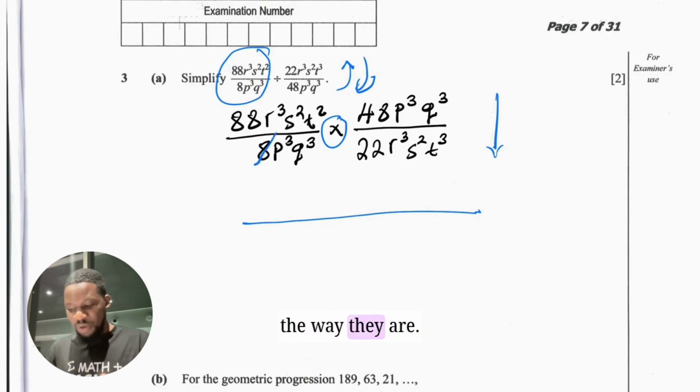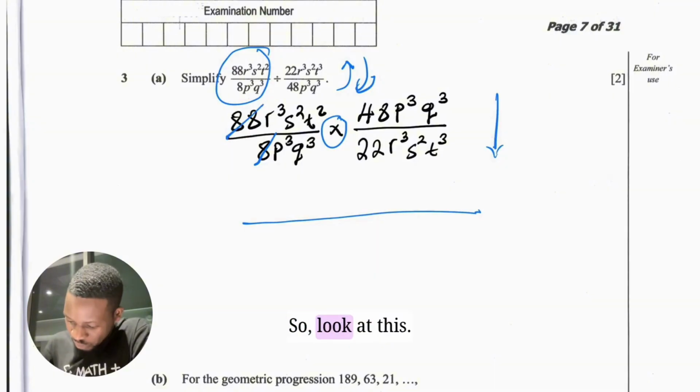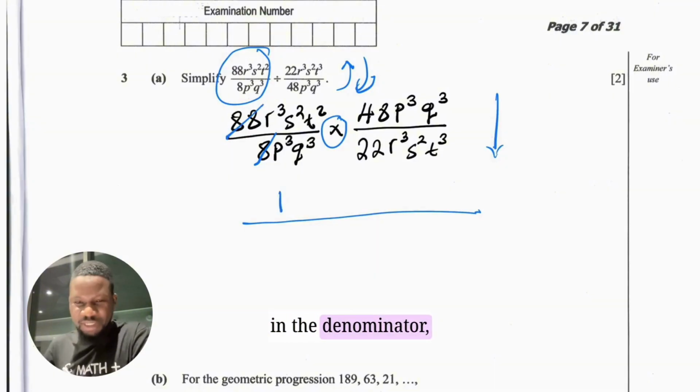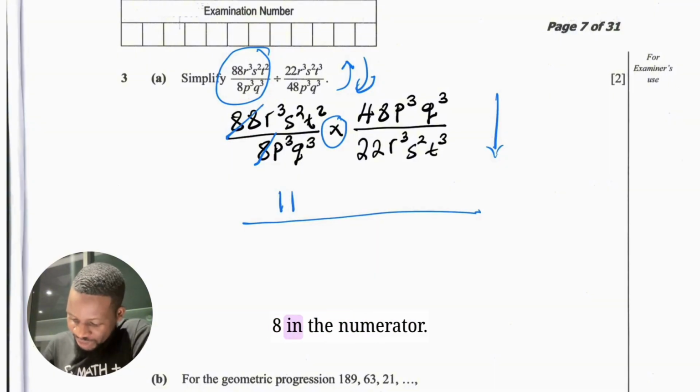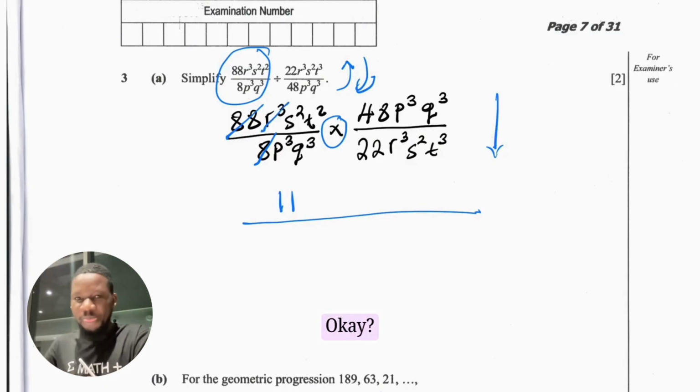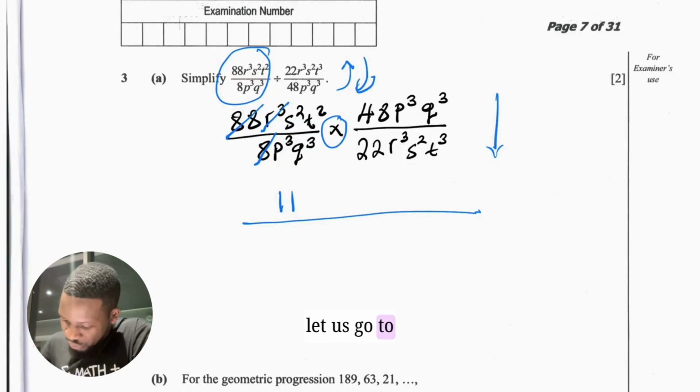I'll just cancel them the way they are. We have a fraction like that. So look at this. We have 8 in the denominator and 88 in the numerator. So 8 into 88 is 11. Okay? Then let us go to r.